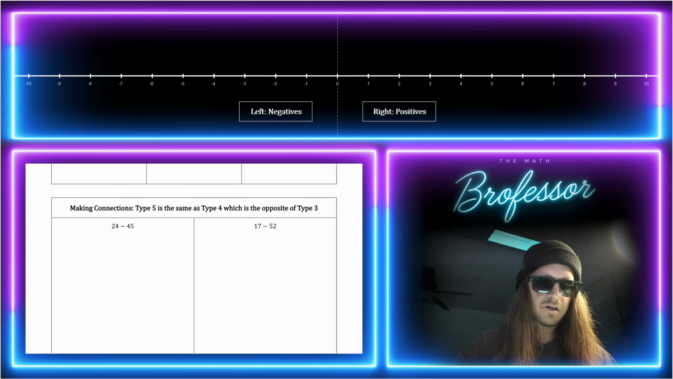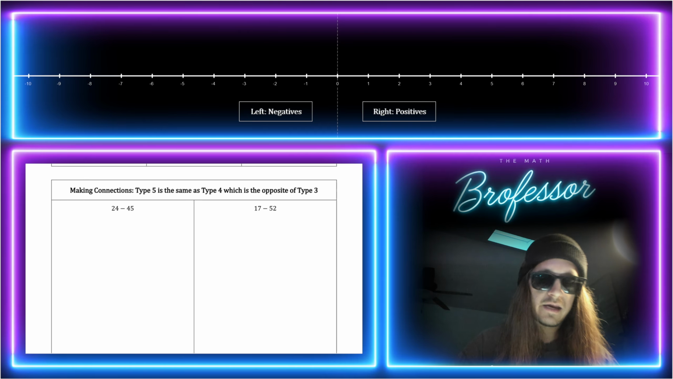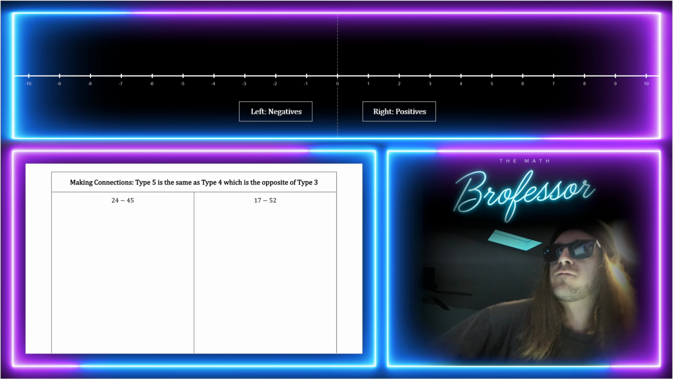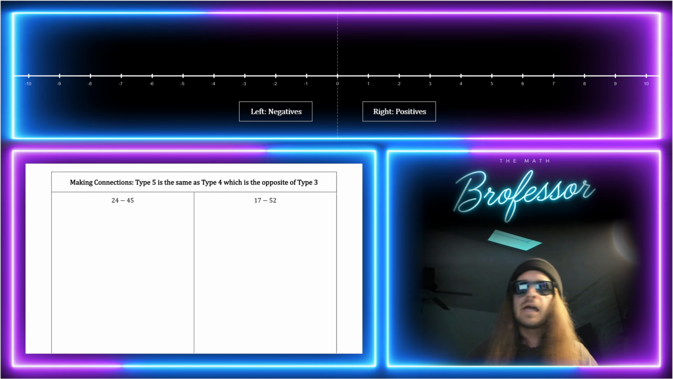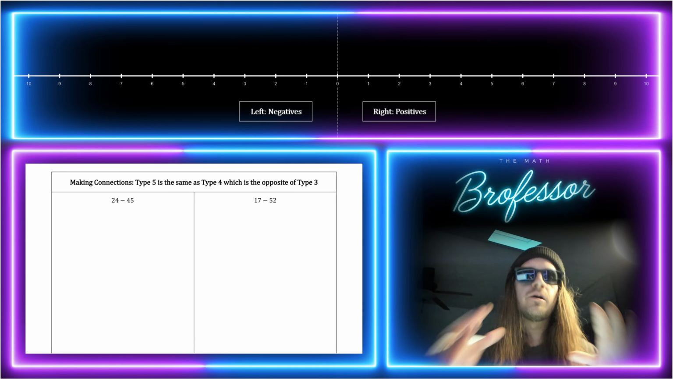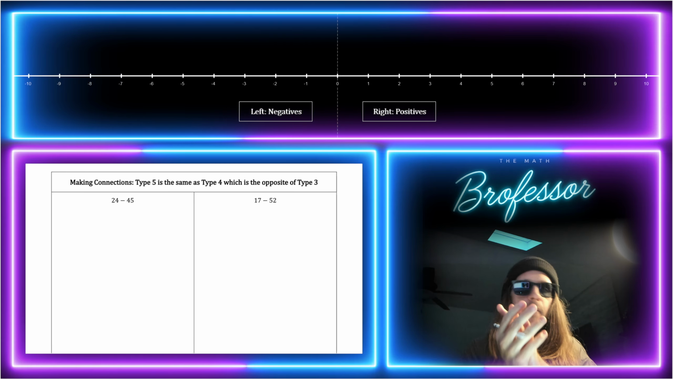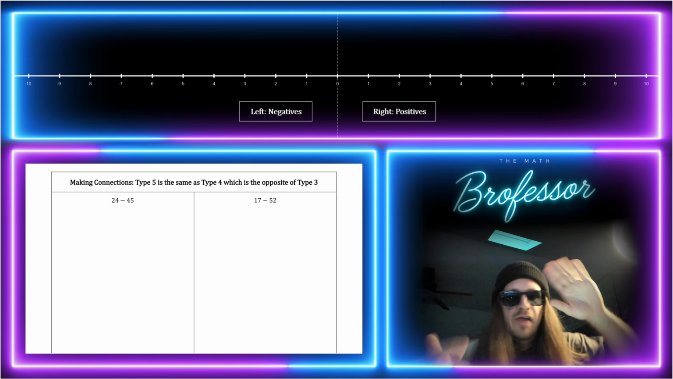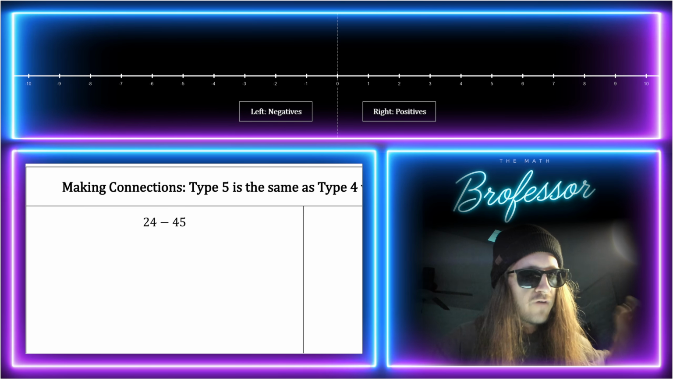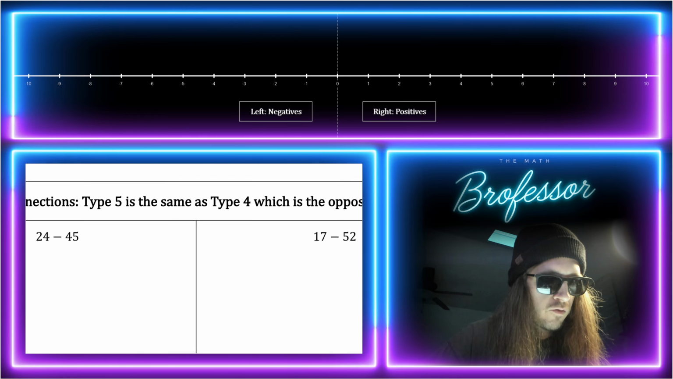Type 6 is going to be, here, I want to make connections before we get to type 6. So type 5 is the same as type 4, which is the opposite of type 3. And again, you don't have to memorize these types. This is something that I made up for this video just to organize everything. But hopefully you're just going to start to make sense of the math. The types are just training wheels. So what I'm saying here is type 5 is the same as type 4, which is the opposite.